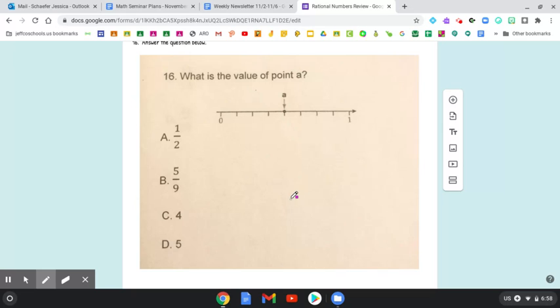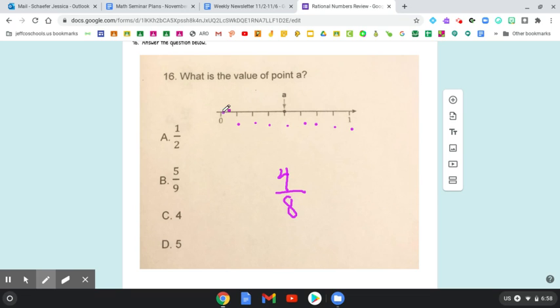So number 16, what is the value of point A? Let me count. I'm going to count how many lines it takes to get up to one whole. So there's 1, 2, 3, 4, 5, 6, 7, 8. There's 8 spaces to get up to one whole, which means my fractions are eighths. And I'm going to count how many it is that A is on. It's on the 1, 2, 3, fourth one. I do not count the 0 line. I start counting at the second line over.